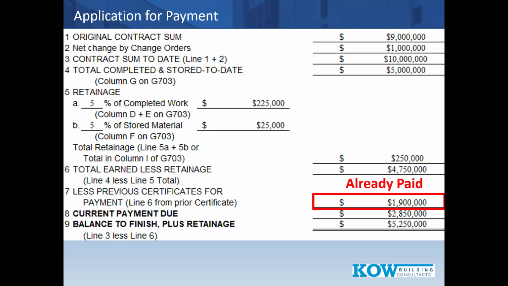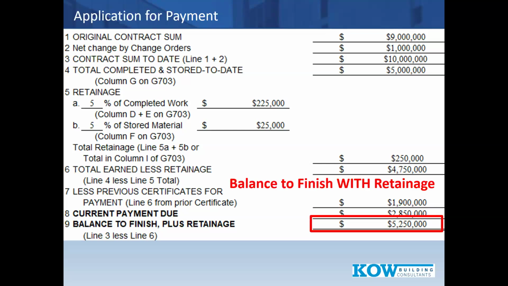What have they been paid already? Oh, they were paid $1.9 million, which is the previously completed minus retainage. So then you back that out, and that's the current payment due. So that's how you get to the current payment due. First few numbers are cost, then you have total completed stored to date, adjustments, and you back out what they've already been paid, $2.85 million. And then lastly, balance to finish plus retainage.